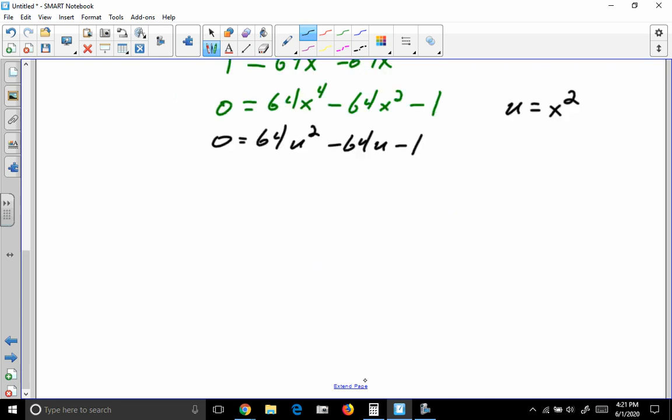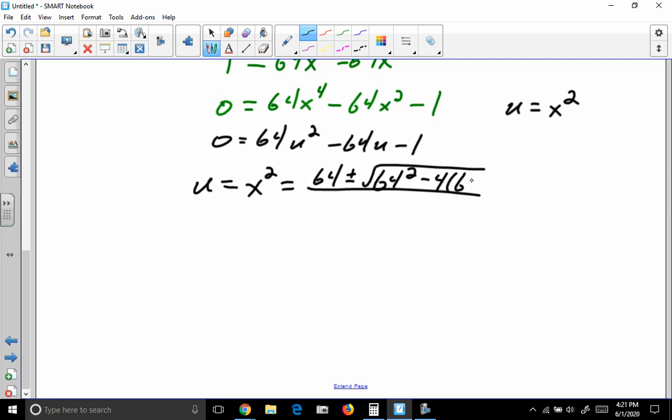And that is quadratic. So u, which is really x squared, is the opposite of b plus or minus the square root of b squared minus 4 times a times c over 2 times a. So if we solve that quadratic equation, that gives us u, which is x squared. Once we get x squared, we can take the square root of both sides.